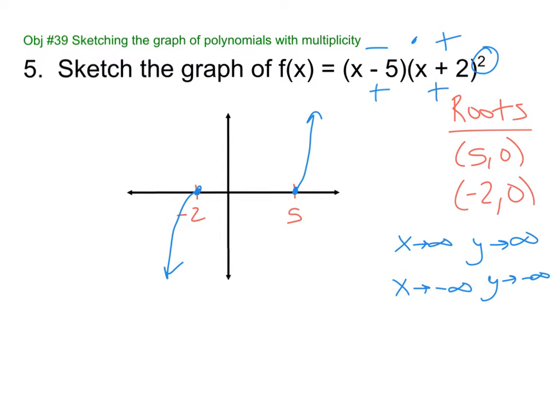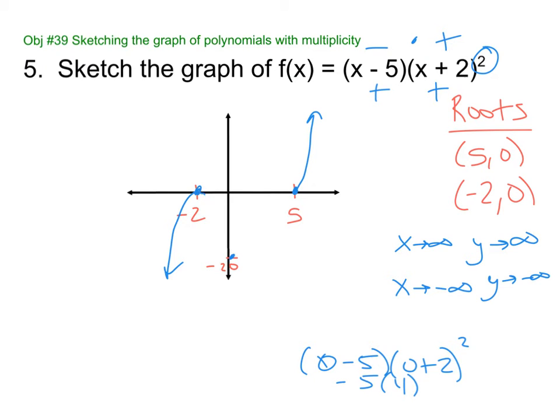But now here's the question. How do we connect these? Is it going to come down? Is it going to go up? What's happening between these two numbers? One way to check is to just pick a number between them, right? Pick any number between 5 and negative 2. How about 0? If I plug in 0, think about that's just the y-intercept. 0 minus 5, 0 plus 2 squared. What do we get? We get negative 5 times 4, negative 20. So negative 20.